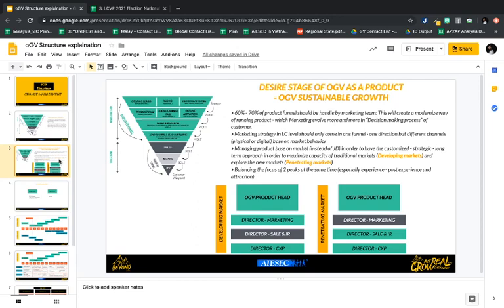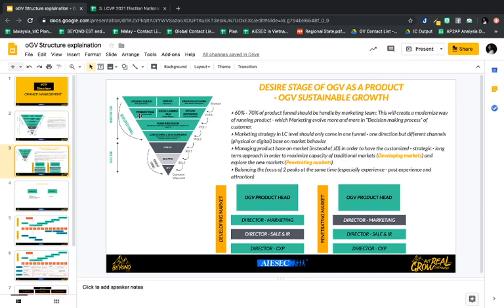The thing is, if you see here, right now, a lot of LCs are actually facing a lot of problems regarding marketing: you cannot attract enough people and enough funnel and so on. So if we base on this funnel, from here to here, actually 60% to 70% of the funnel is handled by marketing. So it will create a modernized way of running the product. So marketing will be more involved in the decision-making process of the customer.